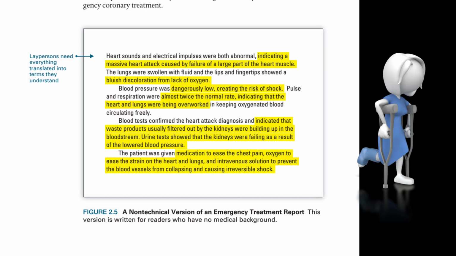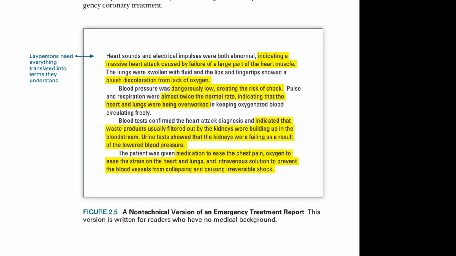The blood pressure, I don't care what it was. Here's the meaning I need. It was dangerously low, creating the risk of shock. Pulse and respiration, you don't need to give me what they were. This business about them being almost twice the normal rate was more helpful to me than giving me a number. All the way down to the end, again, we talk about they gave him some medication to ease the chest pain. Yeah, they didn't have to tell me what that medication was. They gave him some oxygen to ease the strain on the heart and lungs. Thank you. That's helpful information for me as another party, but one who is non-technical. And then they gave an intravenous solution that helps prevent the blood vessels from collapsing.